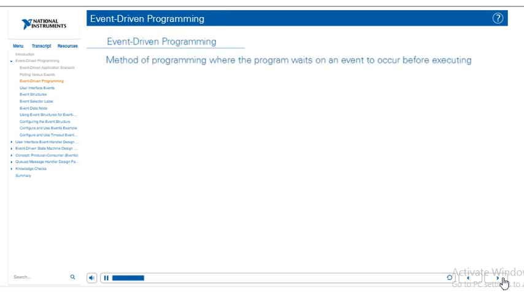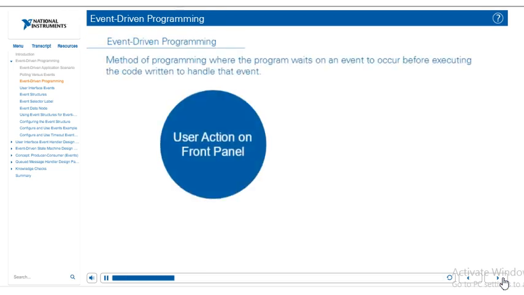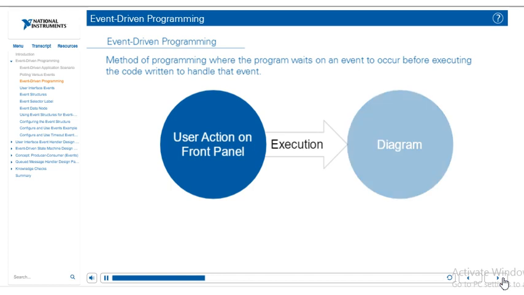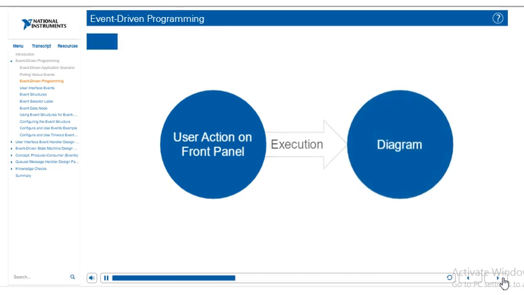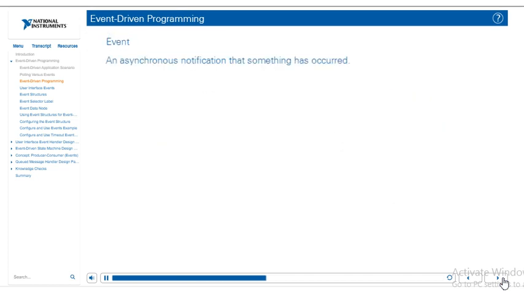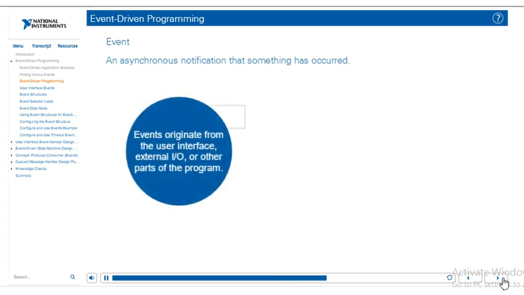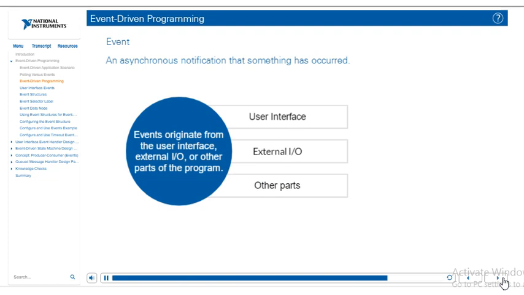Event-driven programming is a method of programming where the program waits on an event to occur before executing the code written to handle that event. An event is an asynchronous notification that something has occurred. Events can originate from the user interface, external I/O, or other parts of the program. Right now, you will only learn about user interface events, such as value changes of a control.